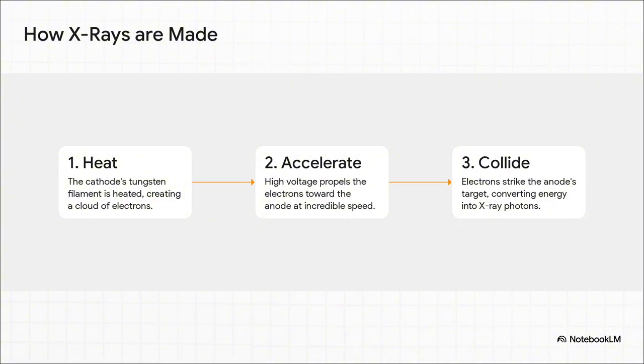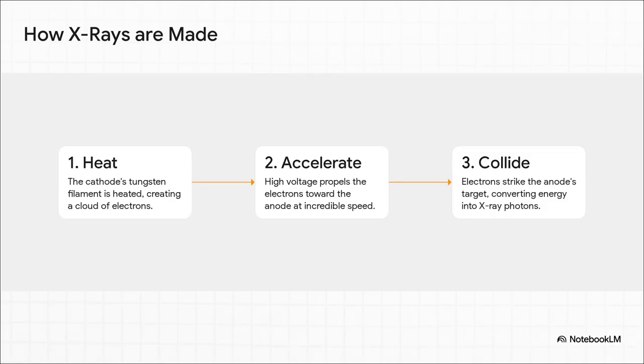The cathode has a tiny tungsten filament, kind of like an old-school light bulb. You heat it up and it creates this cloud of electrons. Step 2, accelerate. You hit them with a massive jolt of high voltage, which flings those electrons across the tube at nearly half the speed of light.